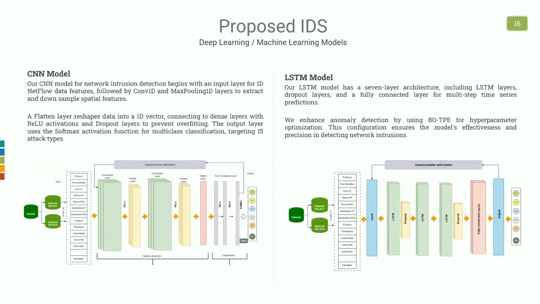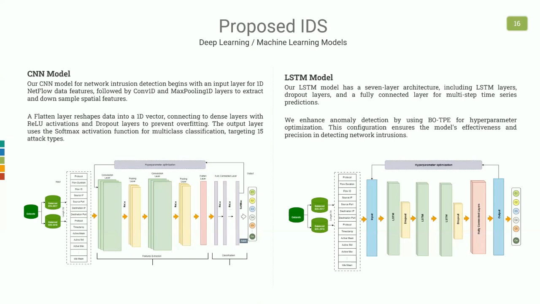Here we will present the deep learning and machine learning models we used in our work. First is the convolutional neural network. For intrusion detection, it begins with an input layer for one-dimensional flow data features, followed by a convolutional and max pooling layer to extract and downsample features. A flatten layer will shape data into a one-dimensional vector connecting to a dense layer with a ReLU activation and a dropout layer to prevent overfitting, and the output layer uses a softmax activation function to meet the classification targeting 15 attack classes.